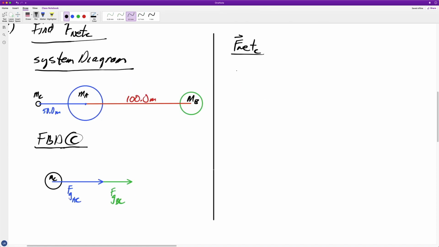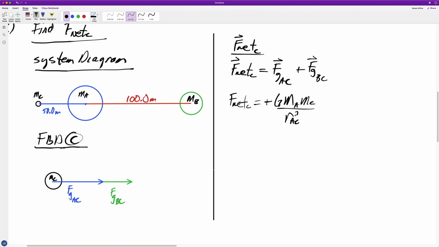So let's find F net acting on C. Well, F net acting on C is equal to FGAC plus FGBC. Dropping the vector notation, FGAC is pulling to the right, and the formula is G MA MC over RAC all squared. And for BC, also pointing to the right, making it positive. So that's G MB MC over RBC all squared. To clean up the algebra a bit, I'm going to take a common factor of G and MC out.